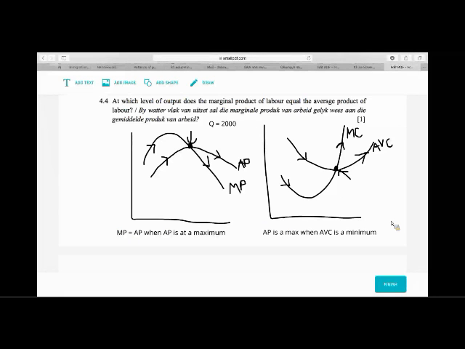If I took this picture on the right and I flipped it upside down, you would have the picture on the left. They are simply the mirrors of each other. Whatever happens to output in terms of change, the opposite happens to cost. If average product goes up, average variable cost goes down. If average product goes down, average variable cost goes up. And the same for the marginal values.